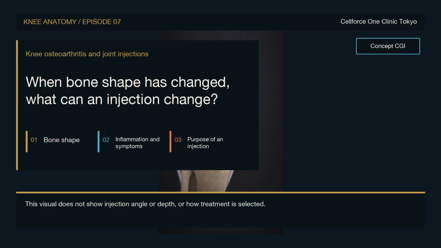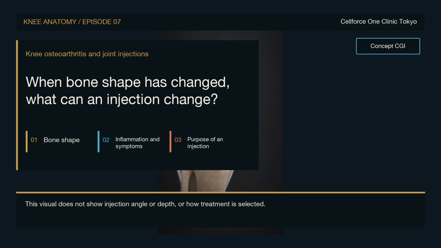Knee osteoarthritis. When bone shape has changed, what can a joint injection actually change? This video separates 4 different issues: structural changes, inflammatory responses, symptoms, and the purpose of an injection. First, an important boundary. A joint injection does not return osteophytes or bone shape to their previous state.